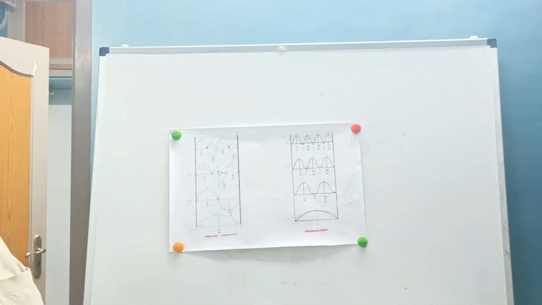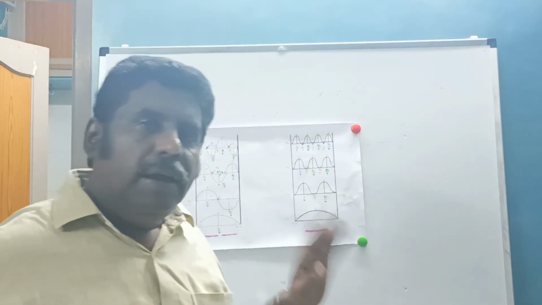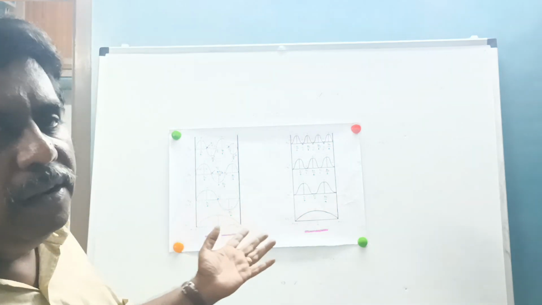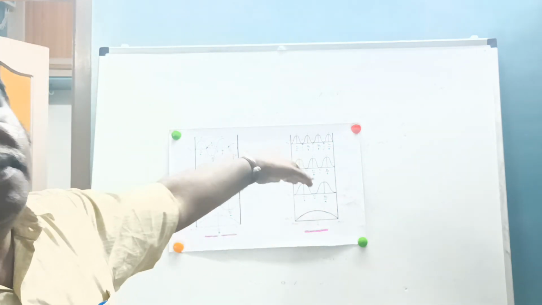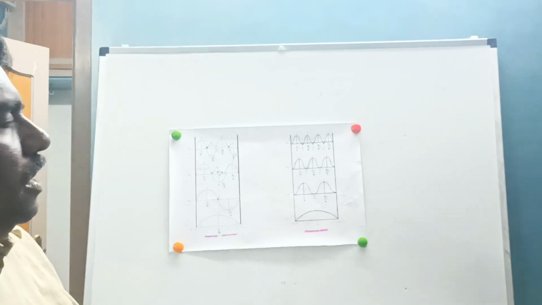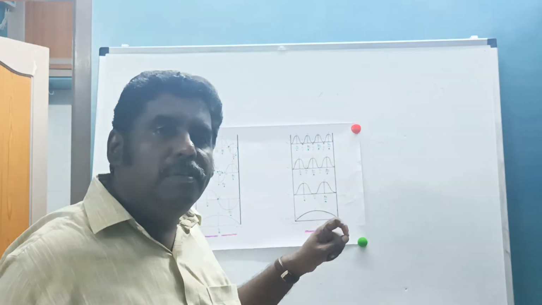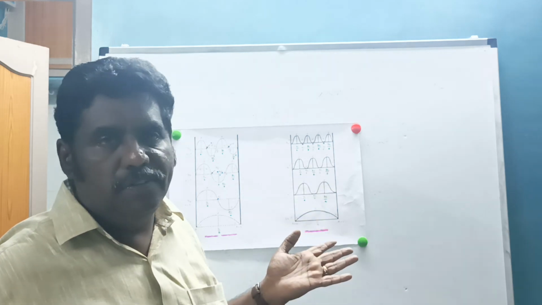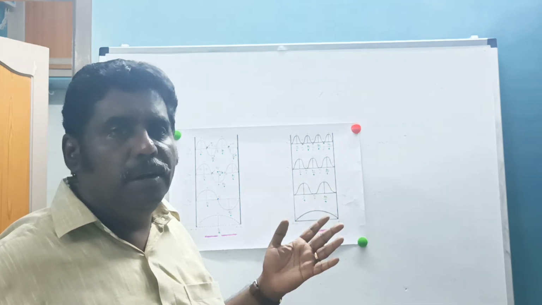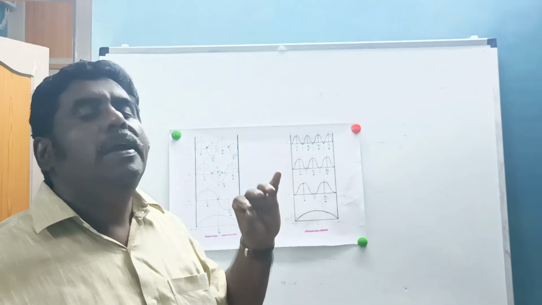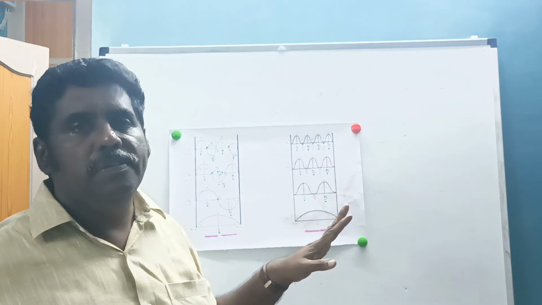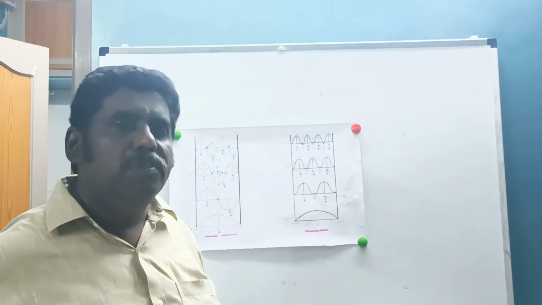So in the classical view, the particle is likely to be present anywhere within the well, but as far as the quantum view, the particle is confined to only a few specified points. The probability of finding the particle is not uniform at all points. It is confined to a few points. That's all about the nodes and antinodes.